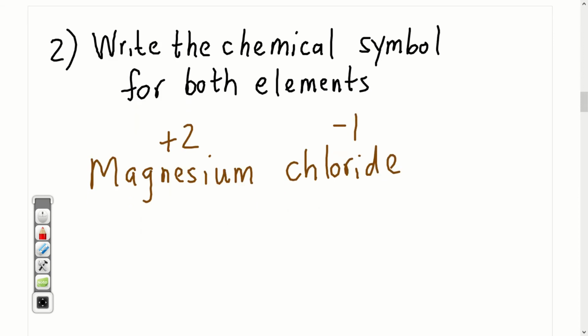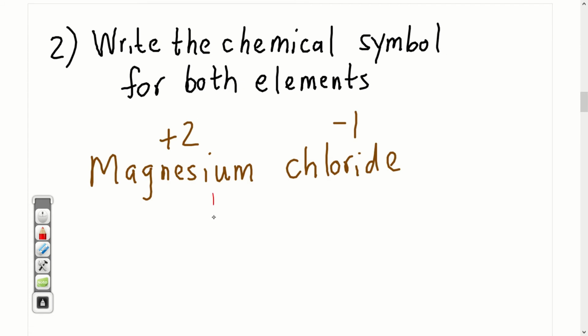Write it as an ion, like I just did at the beginning of the video. So magnesium would be Mg plus 2, and chlorine would be Cl minus. Again, we try not to bring the 1 down. Okay? So we already got one part of our chemical formula. We got the two symbols set up, Mg and Cl.